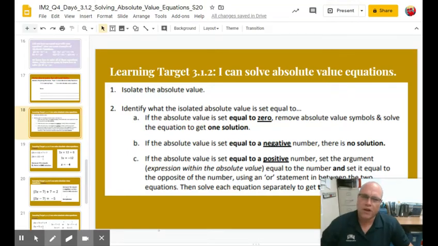All right, we are talking about 3.1.2, which is I can solve absolute value equations.